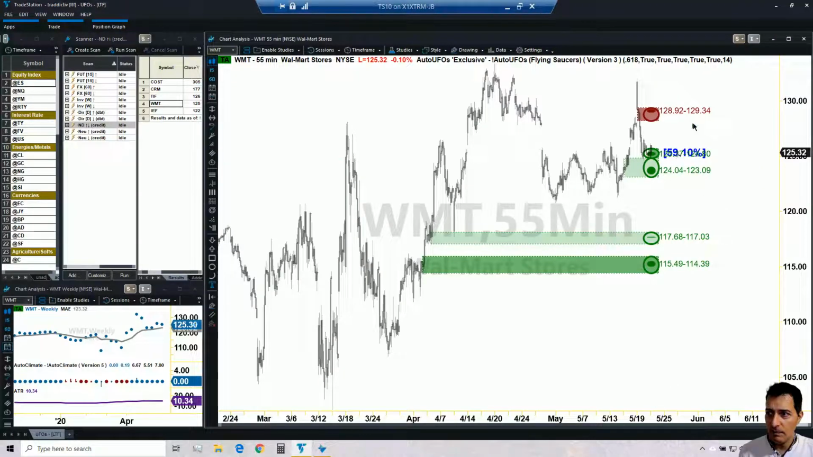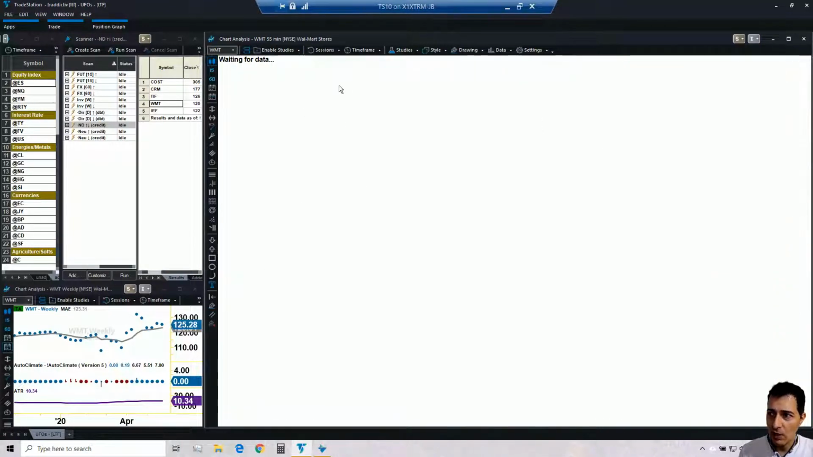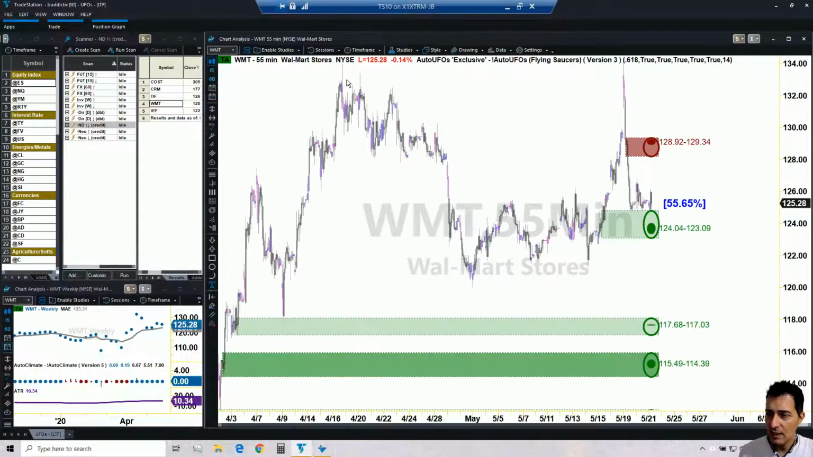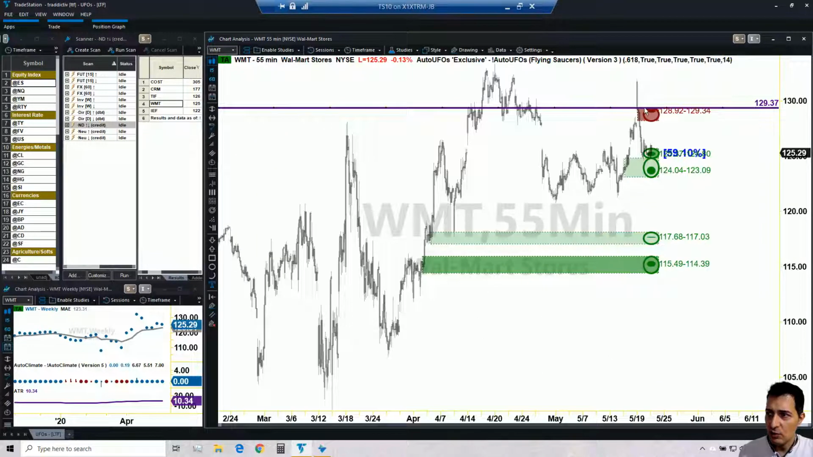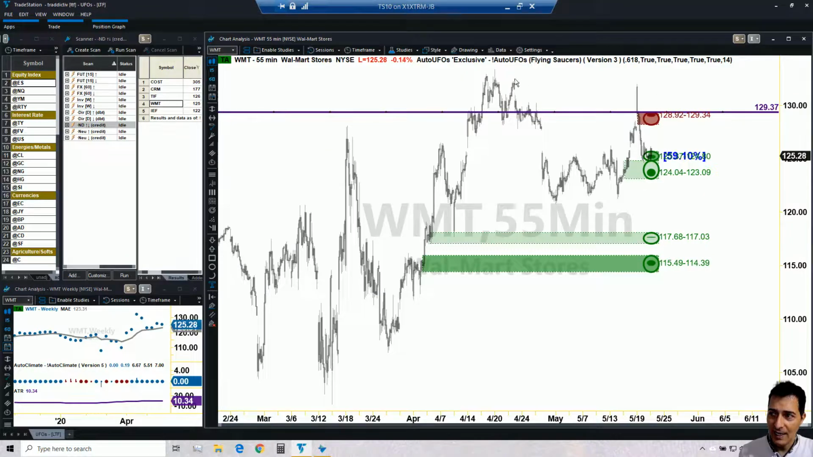We got 59% probability when looking at Walmart in a regular session data chart. So what about pre-post market? With pre-post market we got 55, which is also valid. Okay, so let's see, we got a red UFO here. I need to find two UFOs above. This is what I'm looking for now. If I move to regular session, the red UFO we found earlier lines up perfectly with the red UFO that we have on the regular session.